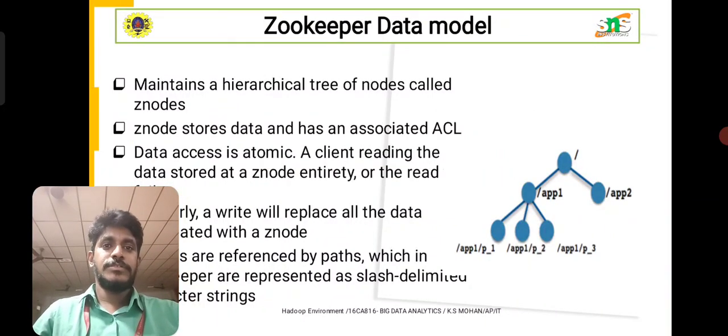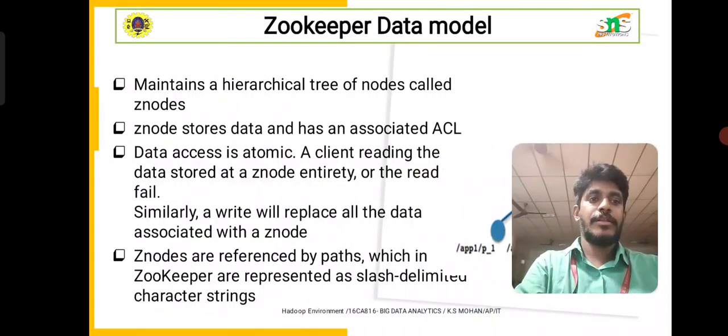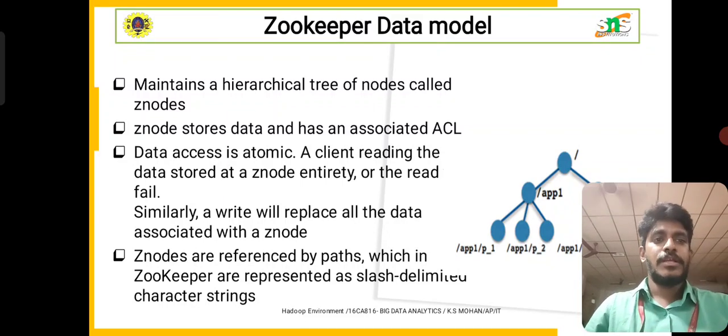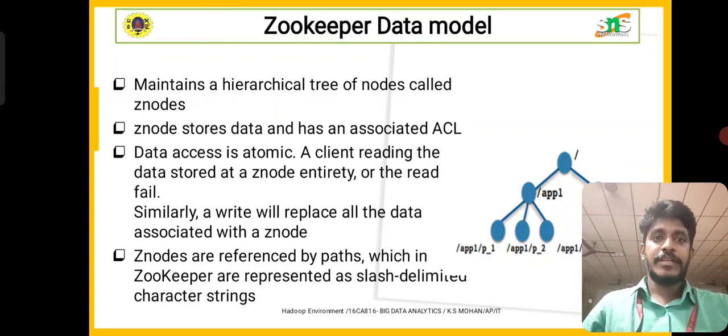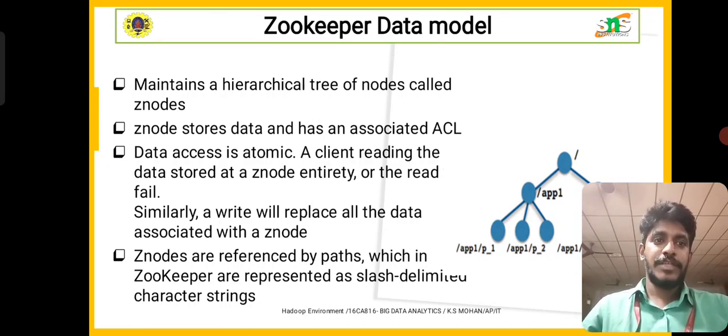Zookeeper has a data model, which we can see on the screen. It maintains a hierarchical tree of nodes called Z nodes. A Z node stores data and has an associated ACL.